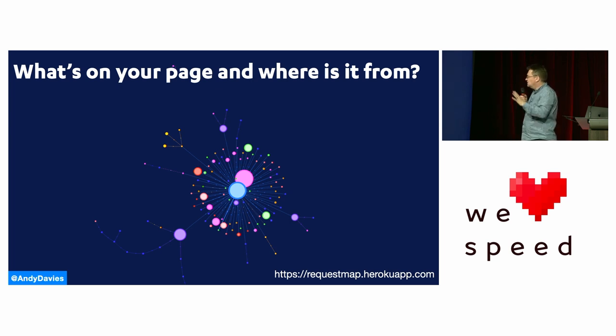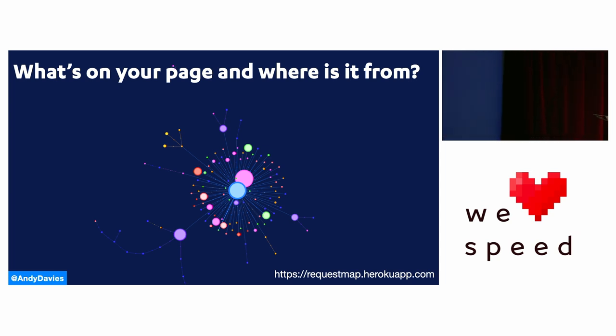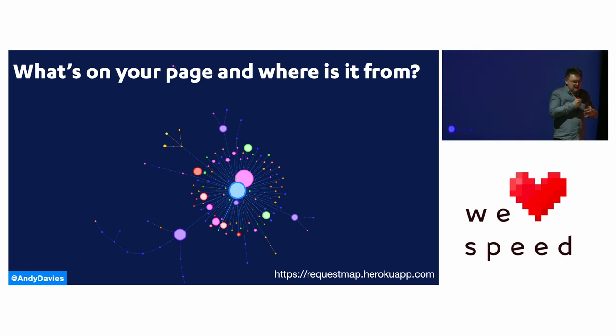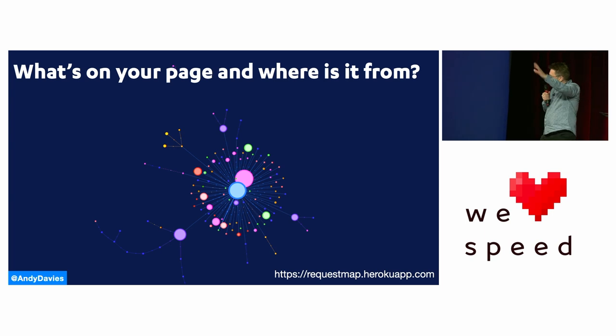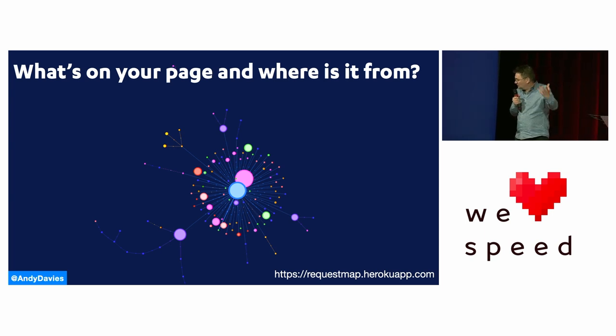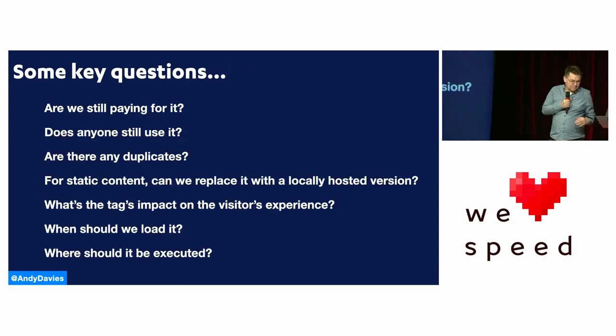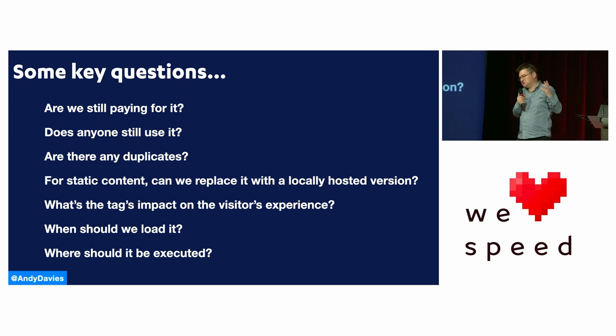This is a UK retailer. And in this case, this circle at the center of the galaxy, if you like, is the content from the site. The purple blob at 1 o'clock is Qubit's SmartServe. And then the others are marketing pixels, GTM, other tags that get loaded. But it's good to see what's on the site. And then I ask some key questions.